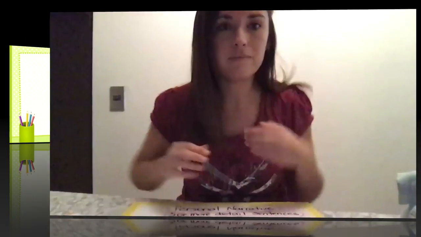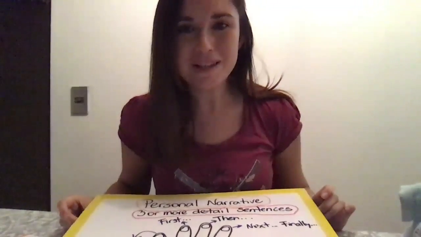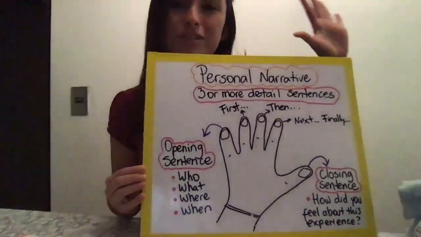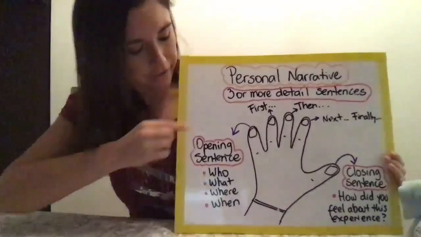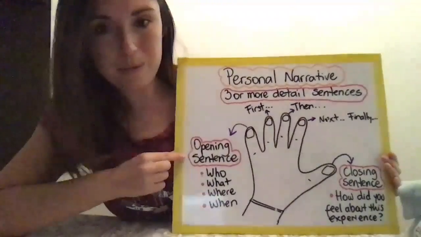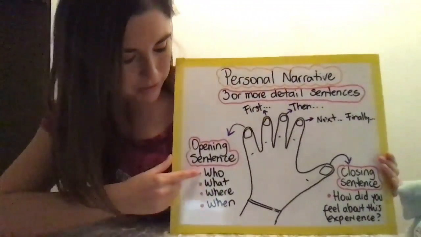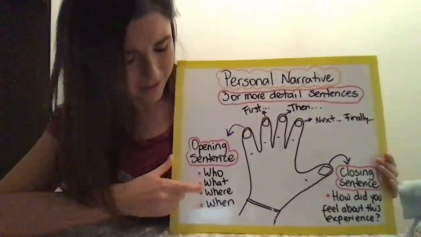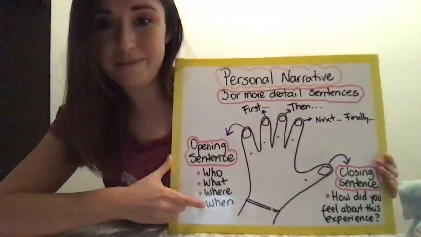But how can I start writing? I'll tell you how. This is when things start to get a little bit more fun. What I'm going to show you here is a very useful tip that I have to start writing some personal narratives. As you can see, this is as simple as your own hand, okay? First of all, we are going to start with an opening sentence. Here, I'm going to specify who was involved in this event, what happened, where, and when.